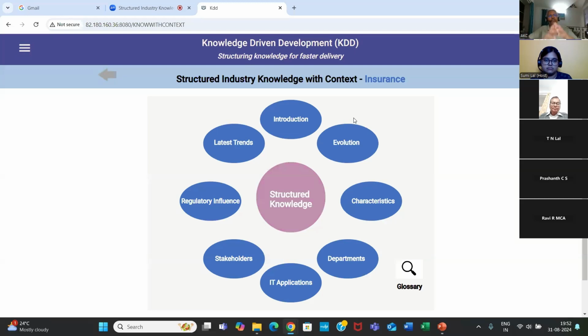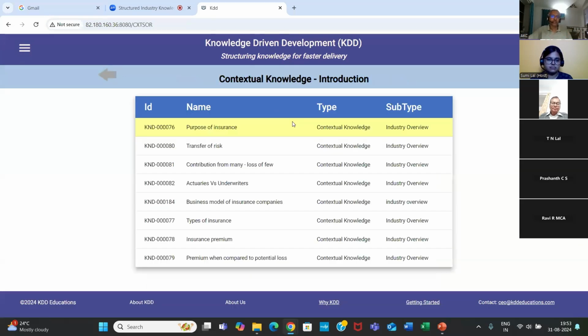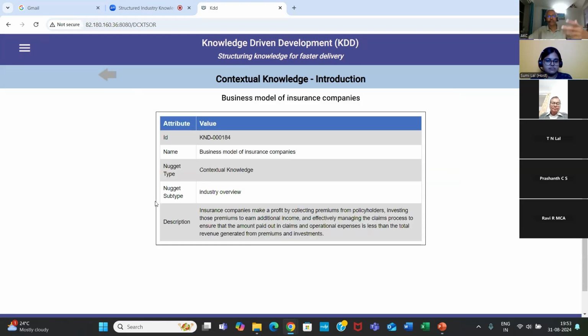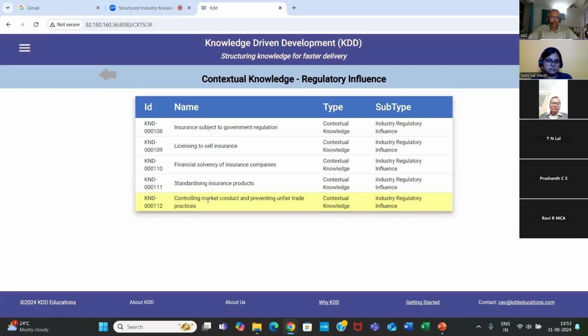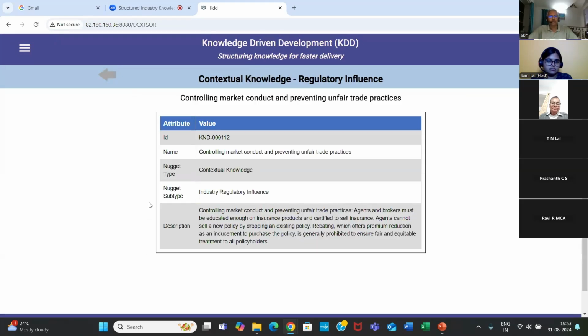So the first page starts with the contextual knowledge. Since I'm talking about insurance, it is showing me this industry's contextual knowledge. I can click on this and get different types of knowledge, like purpose of insurance, transfer of risk. If we click any of these, we will get a little more detail about that, right? That's how the whole knowledge is captured there. We can click any other, and it will show that particular knowledge piece, right?